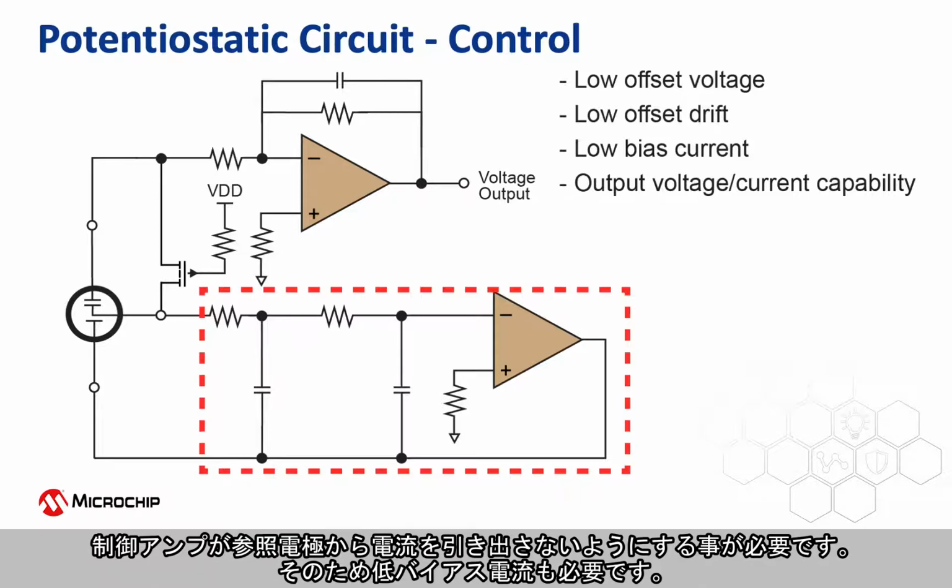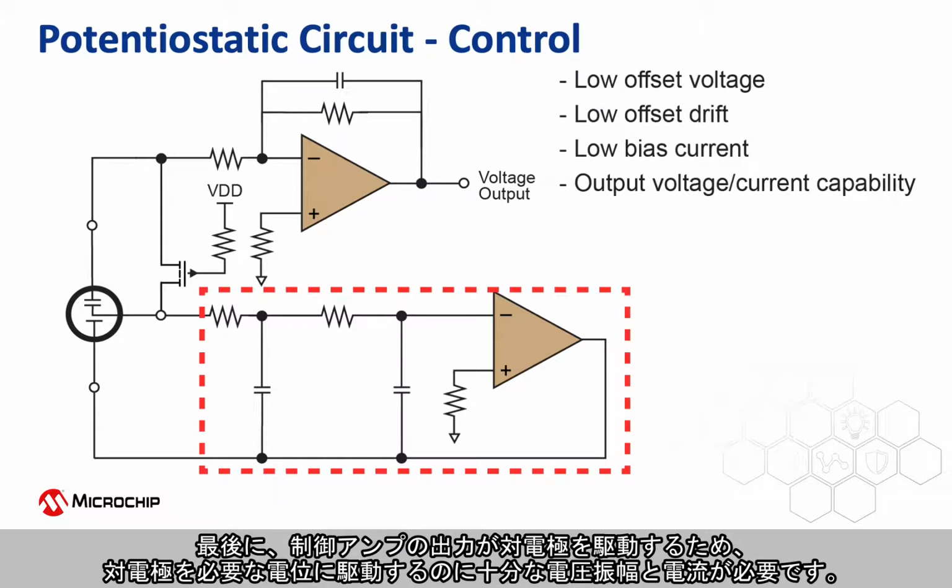The control amplifier should not draw any current from the reference electrode. Hence, a low bias current is also required. Finally, the output of the control amplifier drives the counter electrode and hence needs sufficient voltage swing to drive the counter to the required potential and with sufficient current.